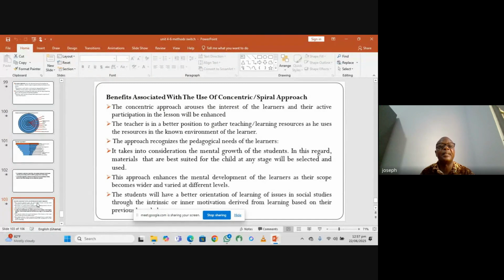In this regard, materials that are best suited for the child at any stage will be selected and used in the teaching and learning process. This approach enhances the mental development of the learners as their scope becomes wider and varied at different levels. The student will have a better orientation of learning of issues in social studies through this.